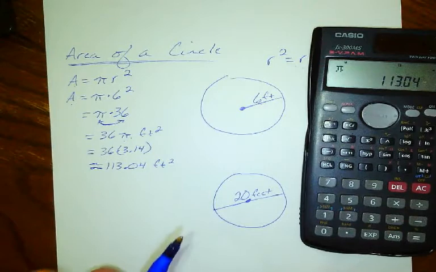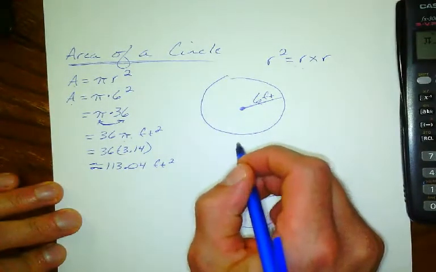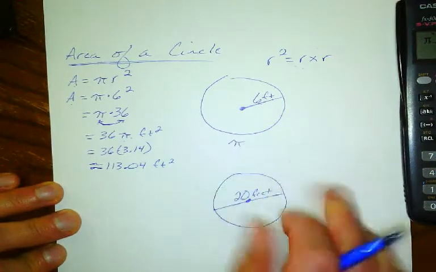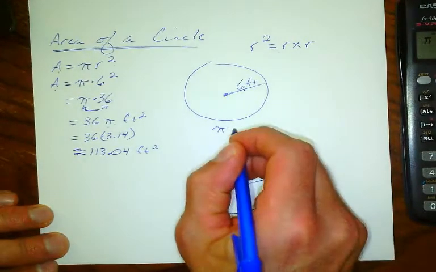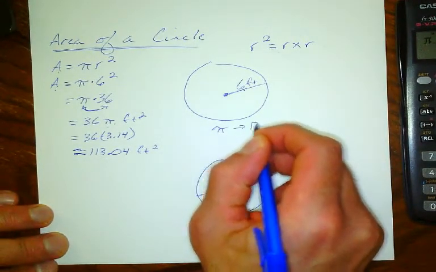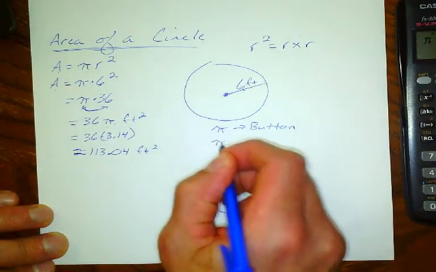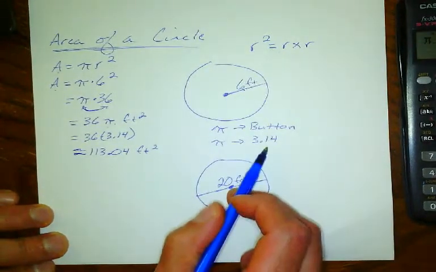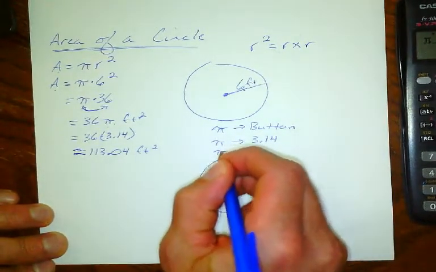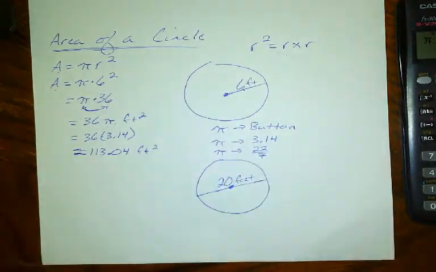One other side note that I would normally tell you guys if we were in a regular classroom: there are different ways to use pi. You could use the pi button on your calculator. You can use 3.14, which is how you're going to do it in IXL. Or you could even use 22/7, a fraction. Not so common, but I thought you might want to know.